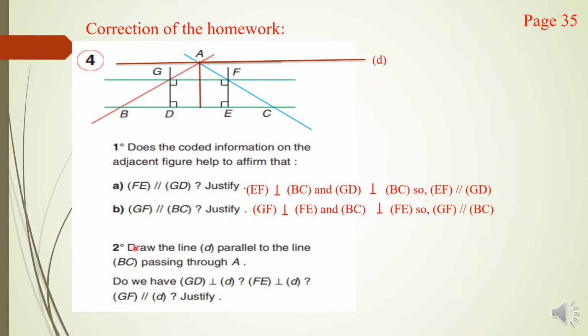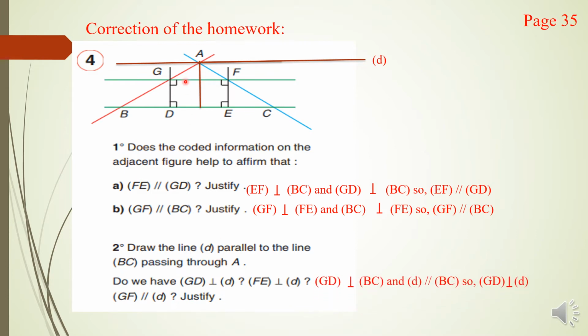Now the question is, do we have GD perpendicular to D? Look at GD. Is it perpendicular to D? Yes or no? Yes, of course, but why? We have to search for two parallel lines and one line perpendicular to the same line, okay? GD perpendicular to BC, D parallel to BC, right? We draw it parallel to BC, so GD is perpendicular to D.